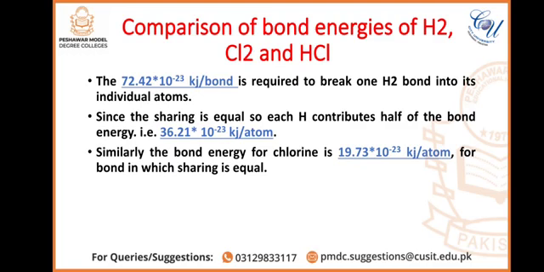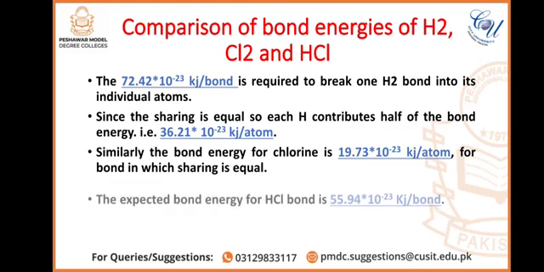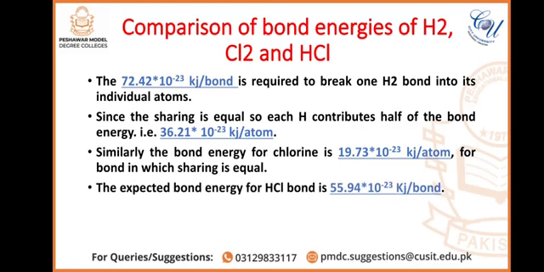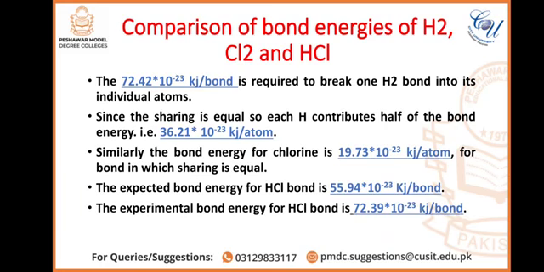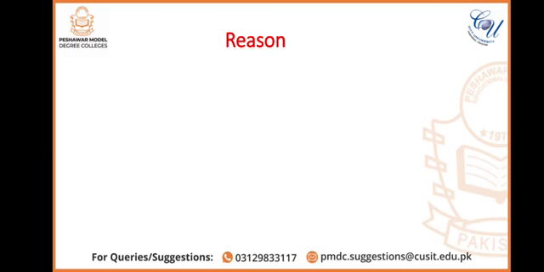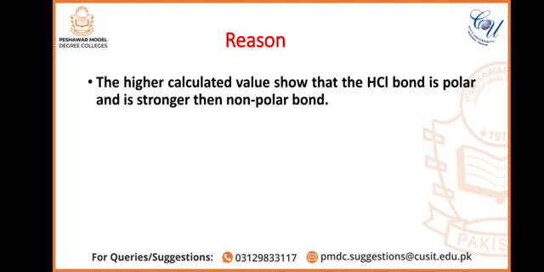So from these bond energies, we can expect or calculate the bond energy of HCl molecule, which is 55.94 × 10^-23 kilojoule. But the experimental value or real value for HCl is 72.39 × 10^-23. So why does the experimental value vary from the expected or calculated one? Here is the reason: because of electronegativity difference.